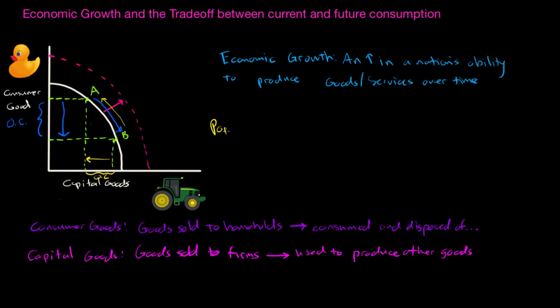So let's do some analysis over here of the consequences of this country choosing to produce at point A or choosing to produce at point B. What happens if society chooses to allocate more resources towards consumer goods today? Essentially, what it's choosing is current consumption of goods and services over future consumption. What do I mean by this?